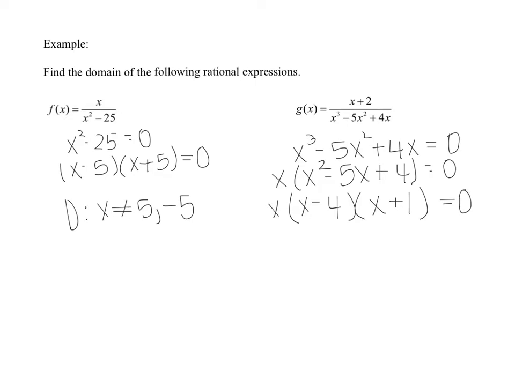So this time I'm looking for when x equals 0, x minus 4 equals 0, and x minus 1 equals 0. So there are going to be 3 values we exclude from our domain. Our domain is x cannot equal 0, which comes from the x, 1, or 4. Those 3 values are excluded from our domain.